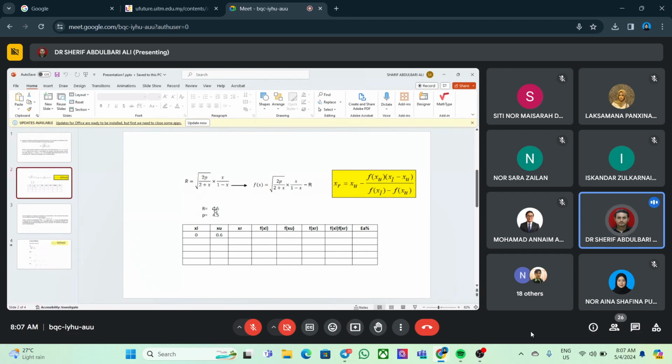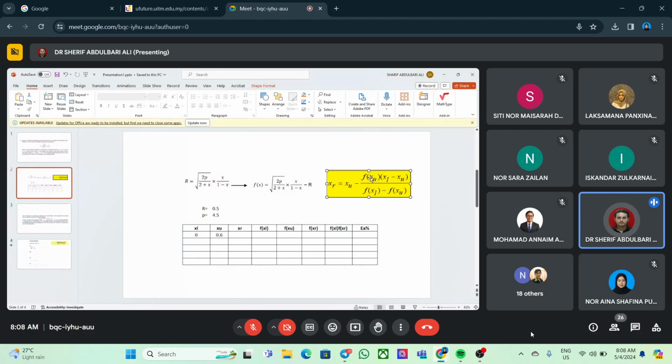Remember, r is equal to 0.5 and p is equal to 4.5. The two initial values are given to us: x lower is equal to 0 and x upper is equal to 0.6. So what's our target for the false position method? I need to find the root, the value of xr. How can I find the value of xr? Using this equation here. The new value of xr is equal to x upper, which is already given here, 0.6, minus the function of x upper.